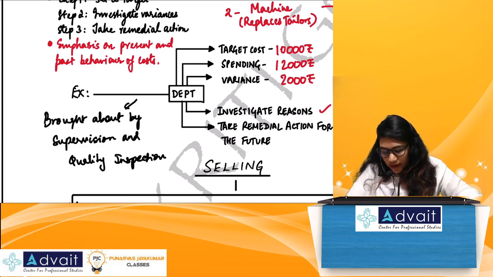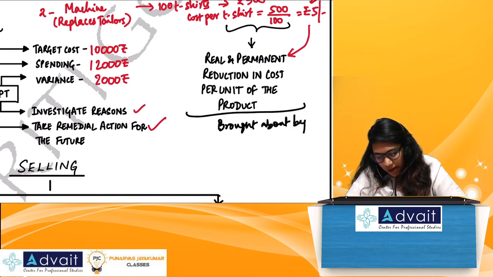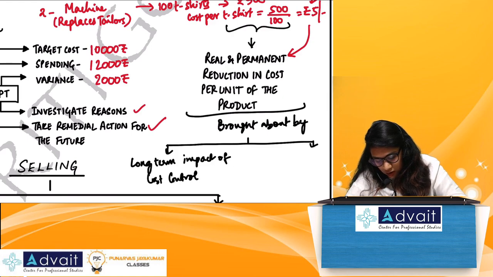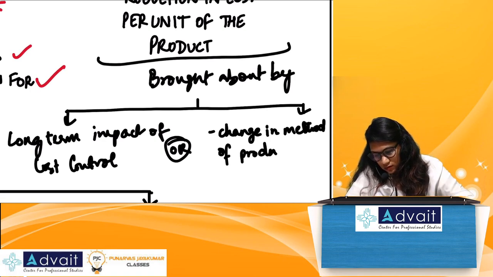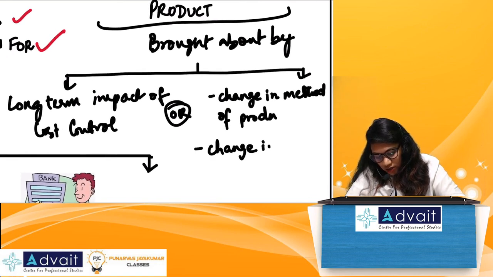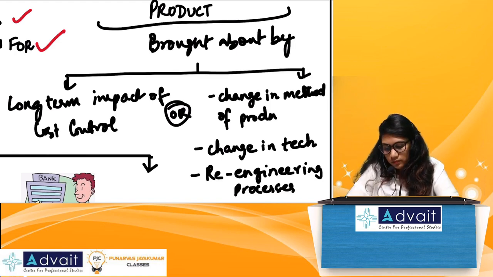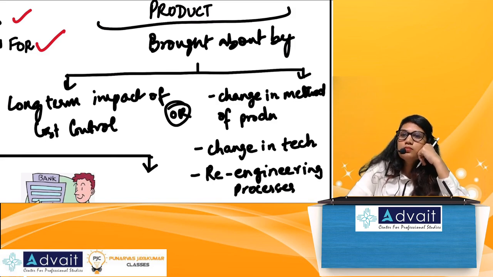Brought about by supervision and quality inspection. And here you will say, brought about by long-term impact of cost control, or change in method of production, change in technology, re-engineering processes. Guys, okay? Correct, no? Everyone?